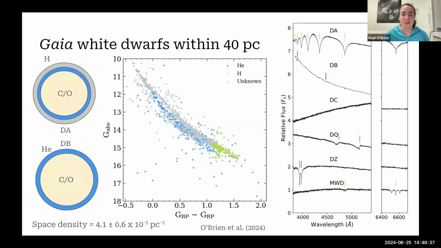This HR diagram in the middle shows all of the spectroscopically confirmed white dwarfs within 40 parsec with their primary spectral type composition. And we find the space density of white dwarfs is about 4 times 10 to the minus 3 per cubic parsec.